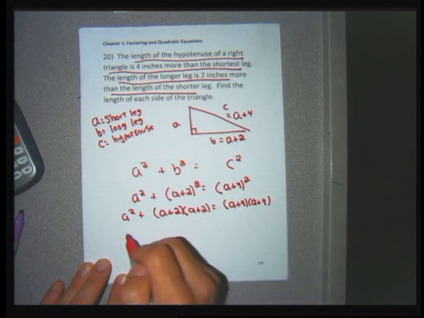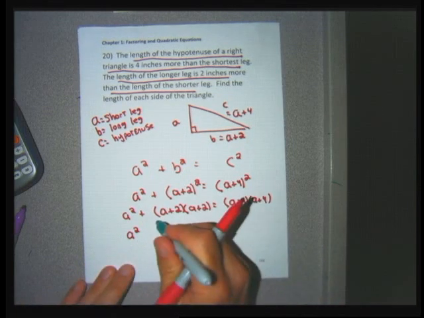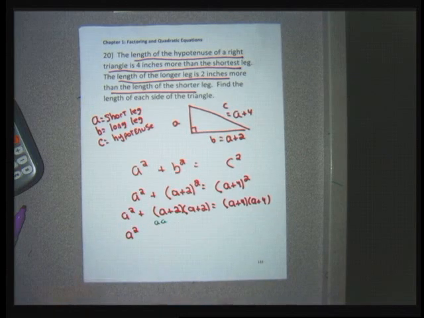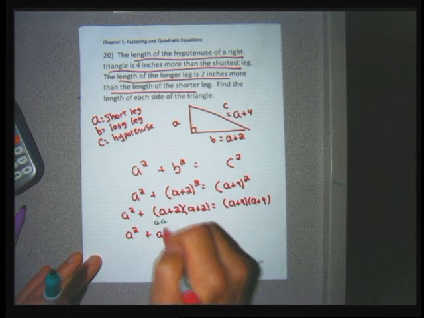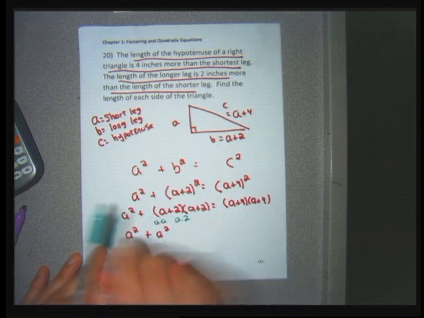I'm going to FOIL now. On the left side, on the first parentheses, I'm going to do first, which are A times A, which is going to give me an A squared. And then outers, A times 2, which is going to give me a positive 2A.